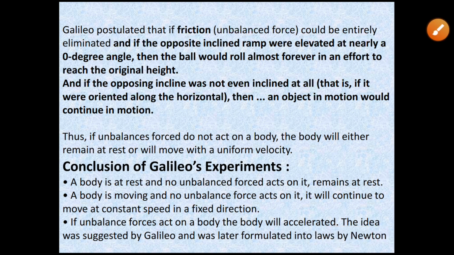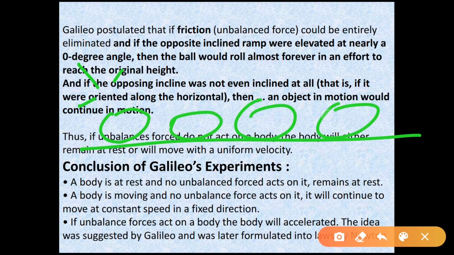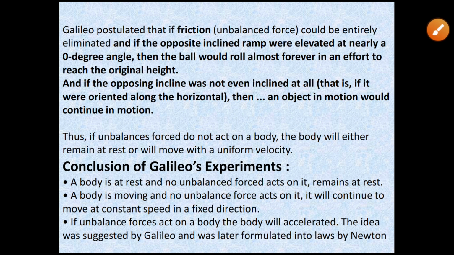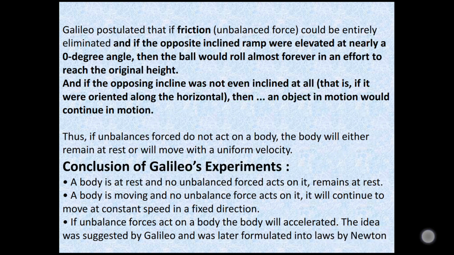And if the opposing incline was not inclined at all, meaning the plane is completely horizontal, and you apply some force to move the ball, then the ball will continue its motion. If there is no friction, it will not stop. This means that to keep a body in uniform motion, you don't need any external force. Thus, if no unbalanced force acts on the body, it will remain at rest or move with uniform velocity.